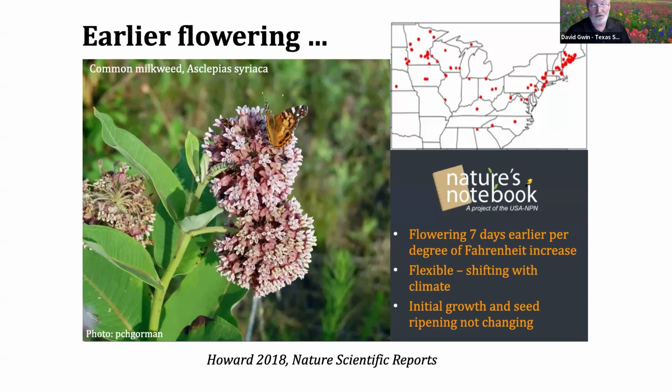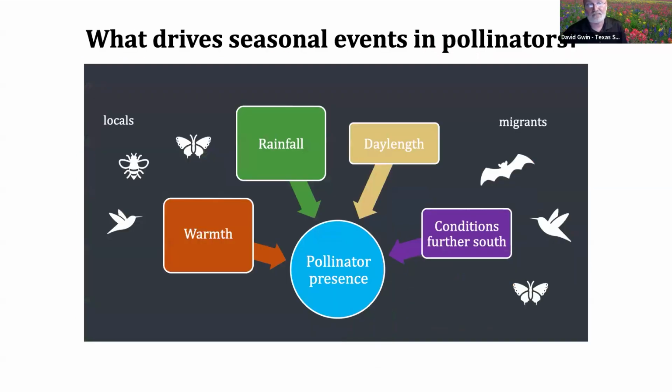The interesting part, though, is that right now we haven't seen initial growth or seed ripening changing. So that's part of that mismatch that we don't yet understand from a scientific perspective that we hope to better understand through this project. Okay.